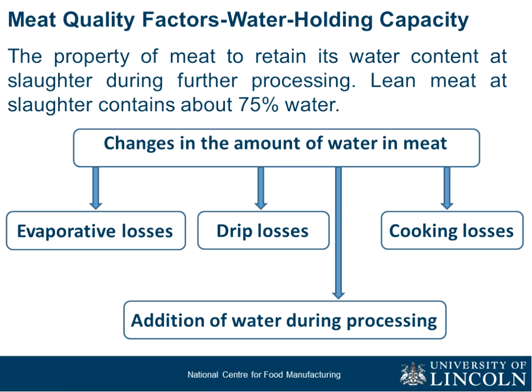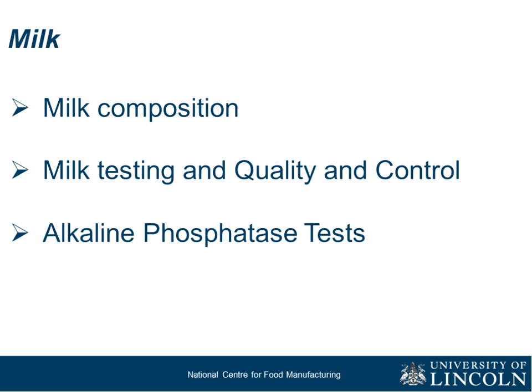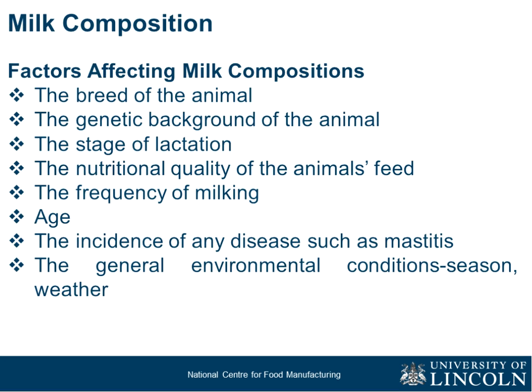Now, we also talked about water holding capacity, and we talked about different ways by which water in meat can change. You have evaporative losses, drip losses, and cooking losses. Water can also be gained by addition of water during processing. Then we talked about meat composition, meat testing and quality control, and then the alkaline phosphatase test.